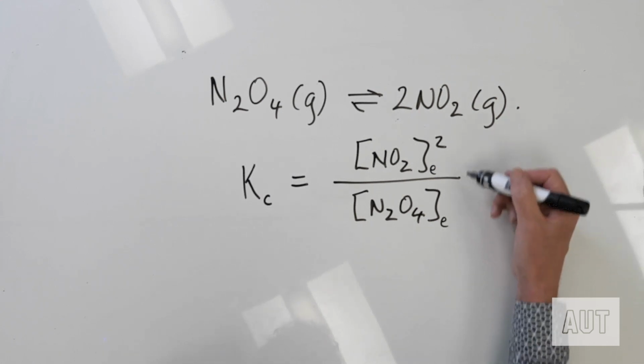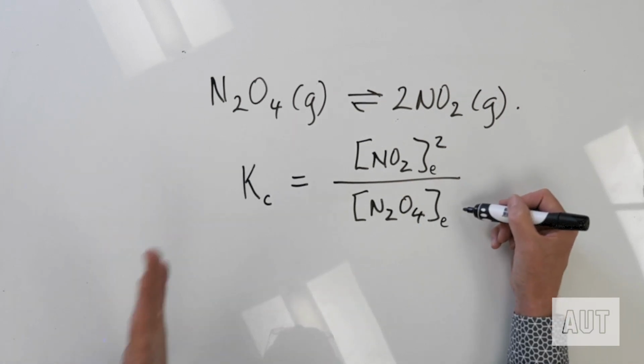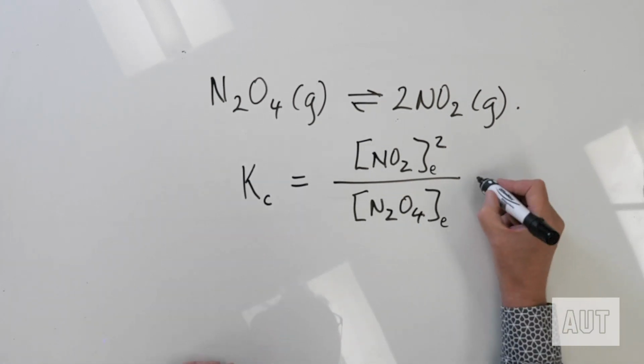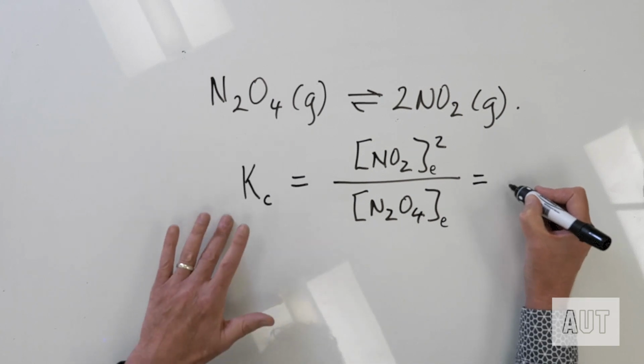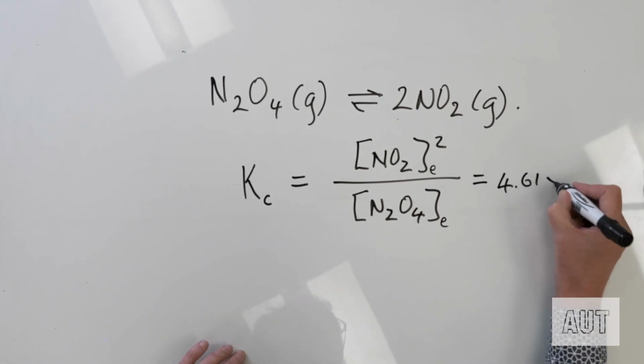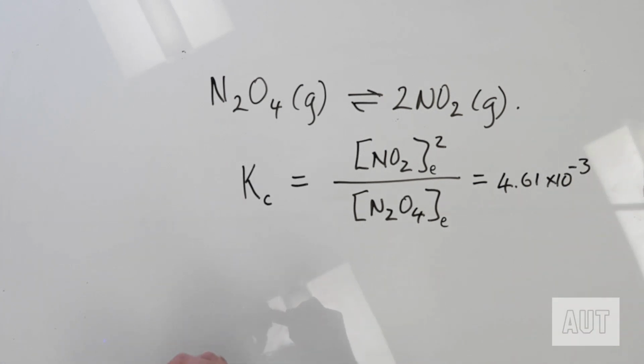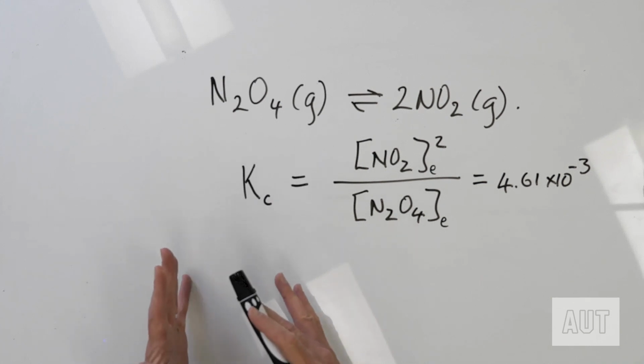And not only does the equilibrium have an equilibrium constant expression, it also has a value, the equilibrium constant, and that, for this reaction, at 25 degrees is equal to 4.61 times 10 to the power of minus 3. So that's the value of the equilibrium constant. So what is that telling us about this equilibrium? Well, it's much less than 1. Okay, the value is much less than 1.